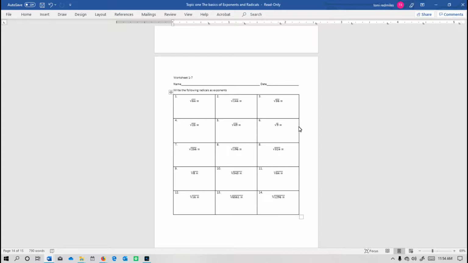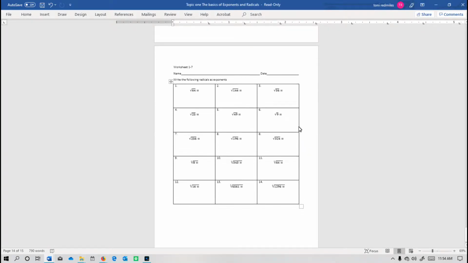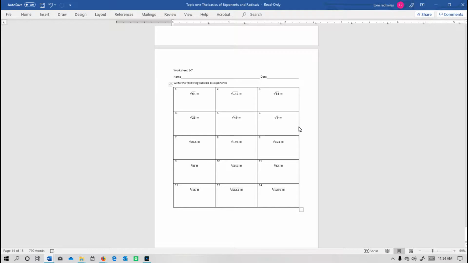I usually express it from both ways, from the exponential way and the radical way, but it's very important to be able to write it from the radical way. I just show it the other way in class to help you with that process. So we're going to be doing that in this video.